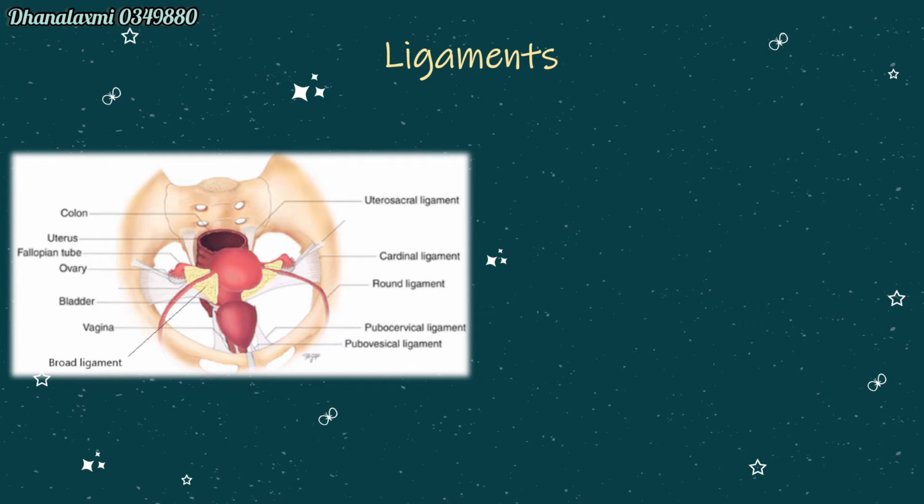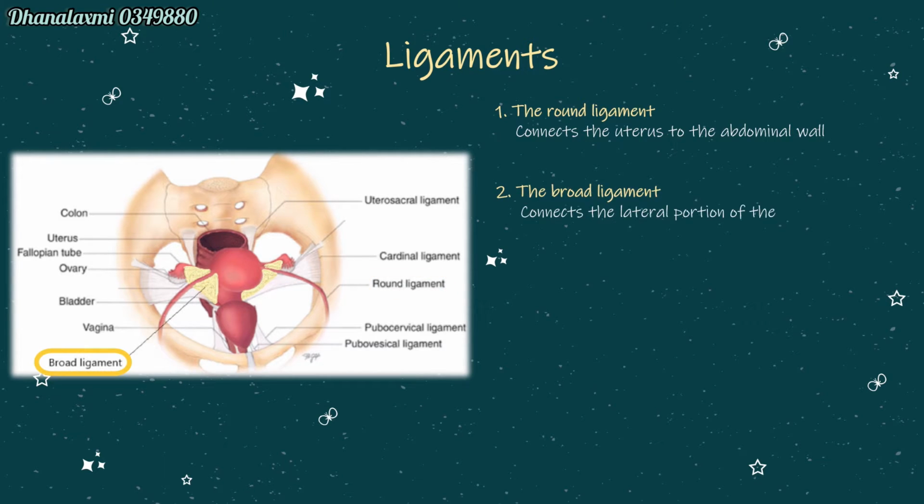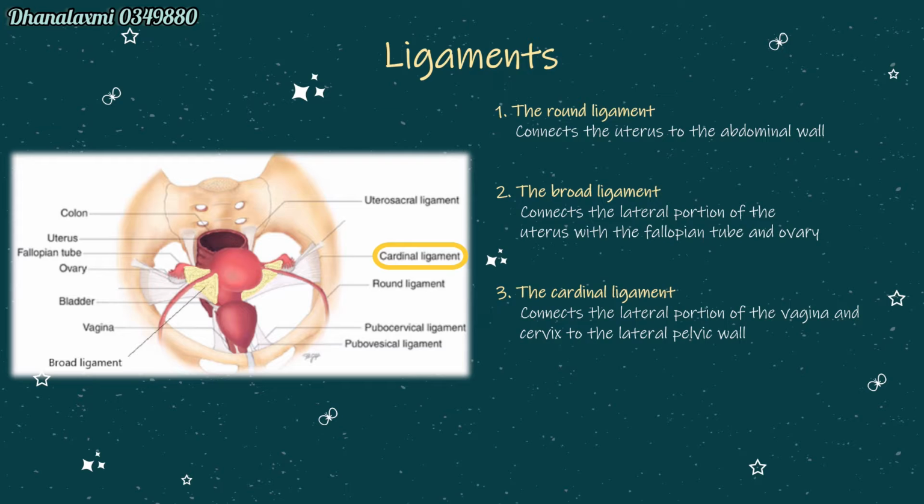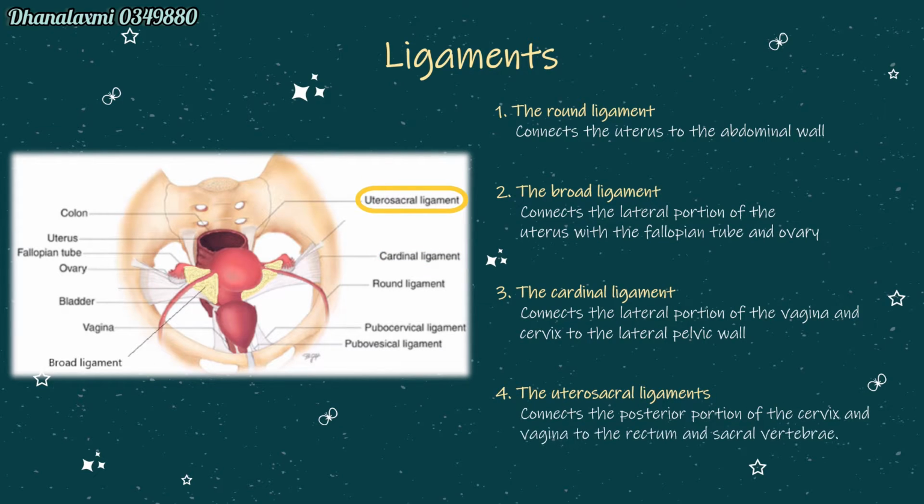Several ligaments support the uterus and keep it in place, including the round ligament, which connects the uterus to the abdominal wall, the broad ligament, which connects the lateral portion of the uterus with the fallopian tube and ovary, the cardinal ligament, which connects the lateral portion of the vagina and cervix to the lateral pelvic wall, and the uterosacral ligaments, which connect the posterior portion of the cervix and vagina to the rectum and sacral vertebrae.